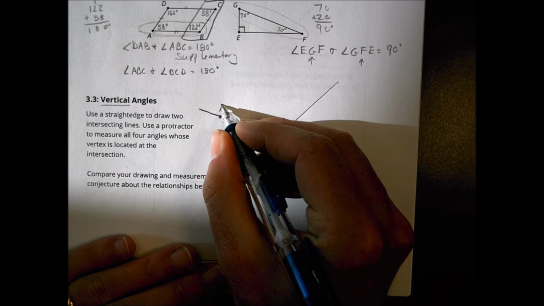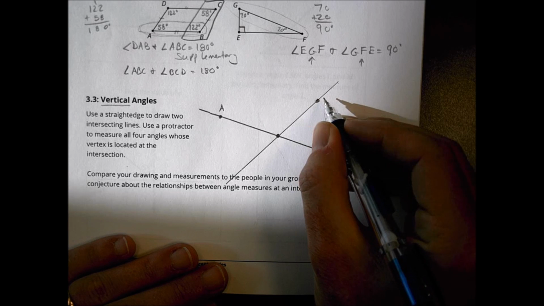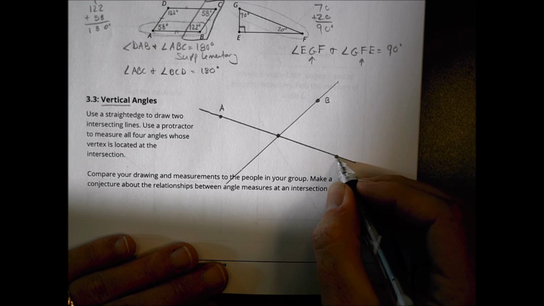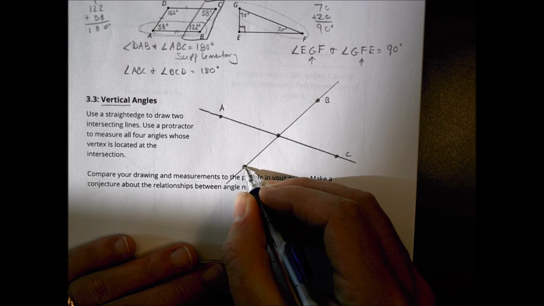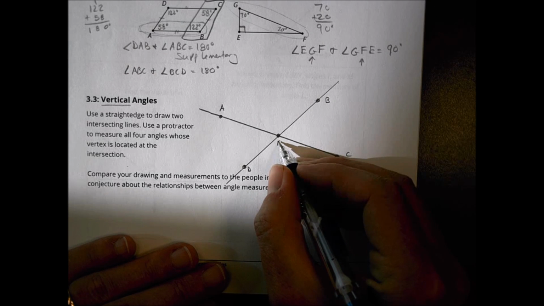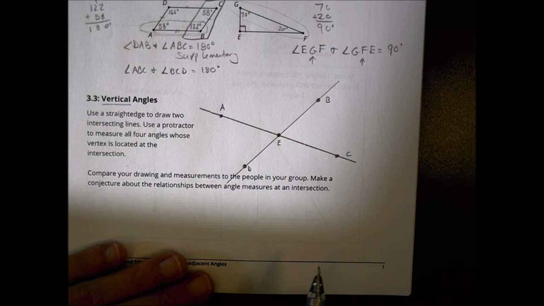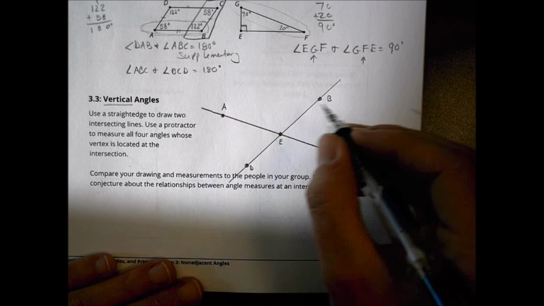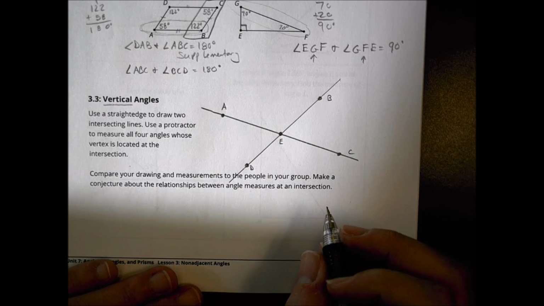Now, I'm going to go ahead and just label some points here just so I know what I'm talking about. I have A. I can put a point here and we'll call that B. Put a point there and call that C. Put a point there, call that D. And we'll label the vertex right here as E. So I'm just labeling points on these two intersecting lines that we've drawn.